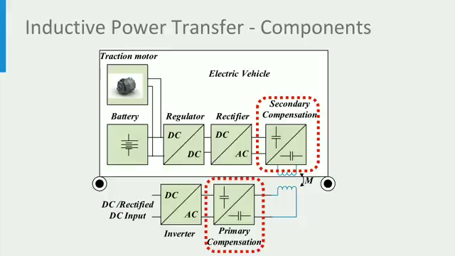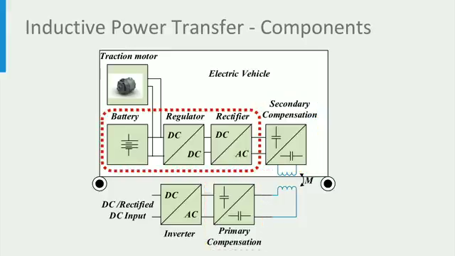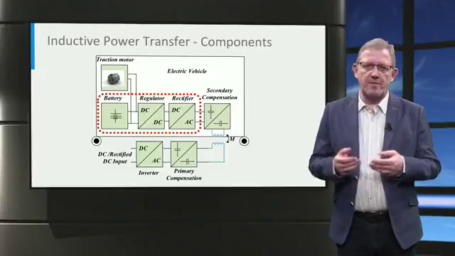The compensation circuit helps in reducing the reactive power that needs to be delivered by the source, thereby increasing the efficiency of the system. On the vehicle side, AC power from the secondary coil is then rectified using an AC to DC rectifier and regulated using a DC to DC converter to charge the electric vehicle battery.